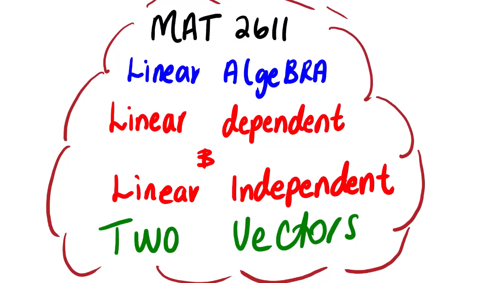Today's lesson is based on Mathematics 2611, Linear Algebra. We are going to look at linear dependent and linear independent. Today's lesson we are just going to focus on two vectors. Let us start.